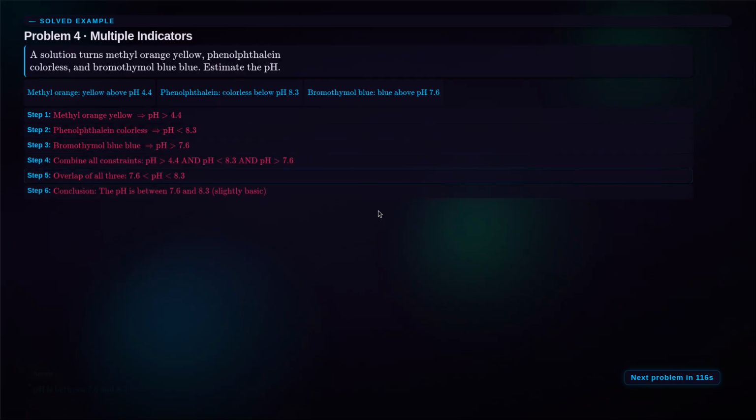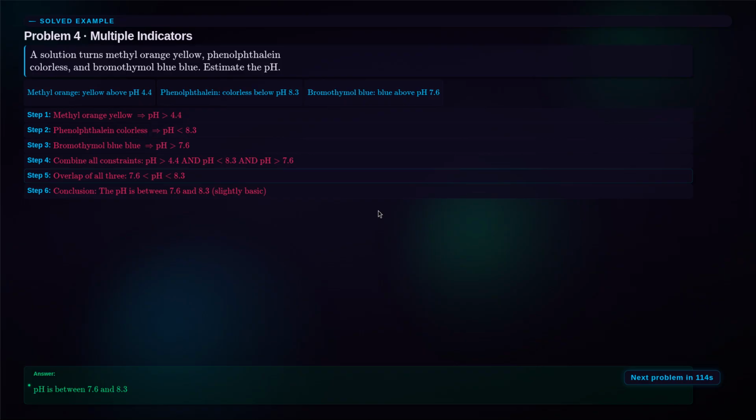Problem 4. Multiple indicators. A solution turns methyl orange yellow, phenolphthalein colorless, and bromothymol blue blue. Estimate the pH range. Step 1. Methyl orange is yellow above pH 4.4, so pH must be greater than 4.4. Step 2. Phenolphthalein is colorless below pH 8.3, so pH must be less than 8.3.